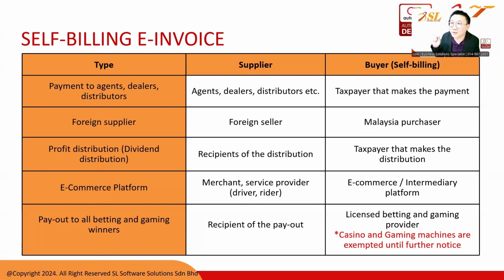Okay, here is talking about those partnerships. You see, partnership, the profit is 100K, two partners, each partner 50K. And then this must be taxed on the individual. So this is called self-billing. Okay, ask the partnership company to issue self-billing for business owner A and business owner B. Okay, for partner A and partner B. Okay, e-commerce platform.